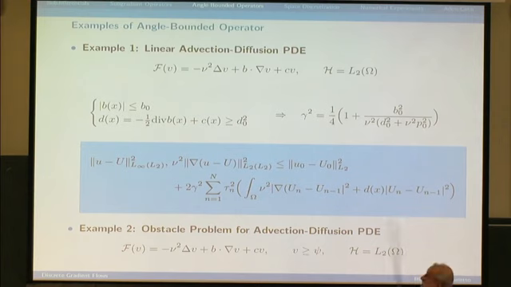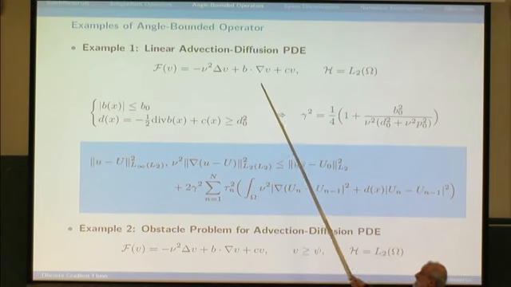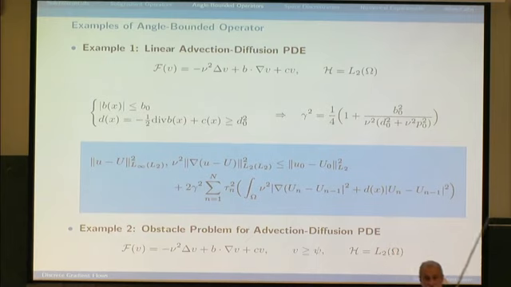You can have an obstacle associated with this, which would be important, for instance, in applications in finance, where this term is a drift term that is important in the applications. And the same theory will go through, as I said before. Okay?